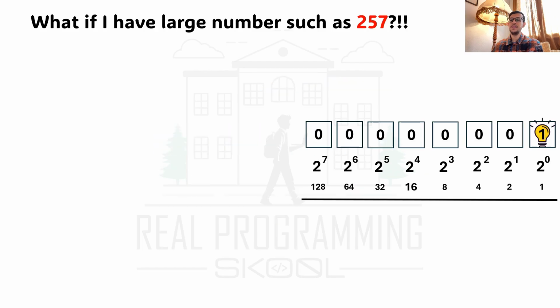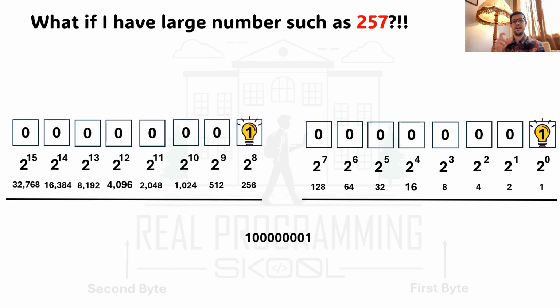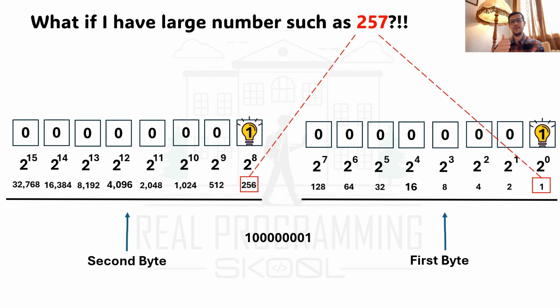Okay, if I want to represent 257, I will bring the first byte, I'll put a second byte next to it, and I will take the first bit from the first byte and the first bit from the second byte, and it will represent 257. And if you recognize something here, the second byte starts from 2 power 8, 2 power 9, 2 power 10, which means it will give us more value. It doubles the numbers and gives us more value.